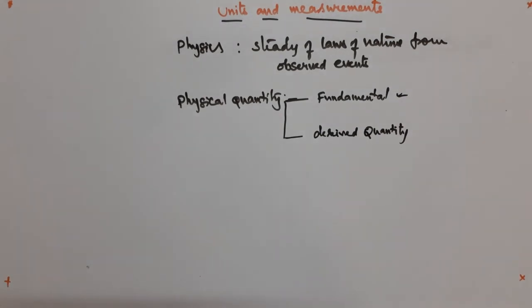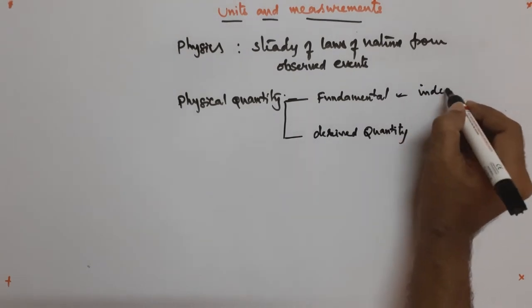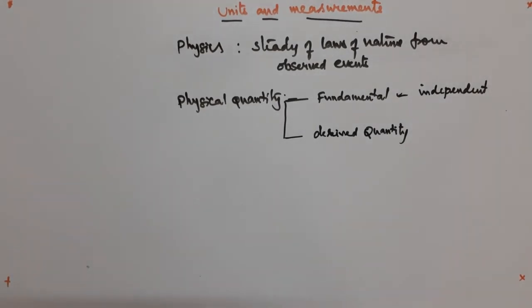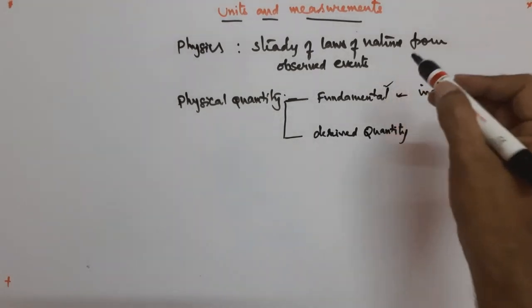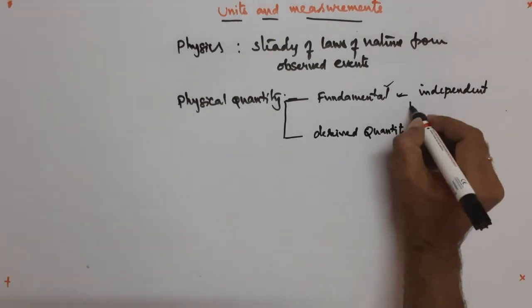There are two definitions for this. One is the quantities which are independent on each other are called as the fundamental quantities. And the second definition is the physical quantities which cannot be further resolved into any other physical quantities are called as the fundamental quantities. The fundamental quantities are also called as basic quantities.